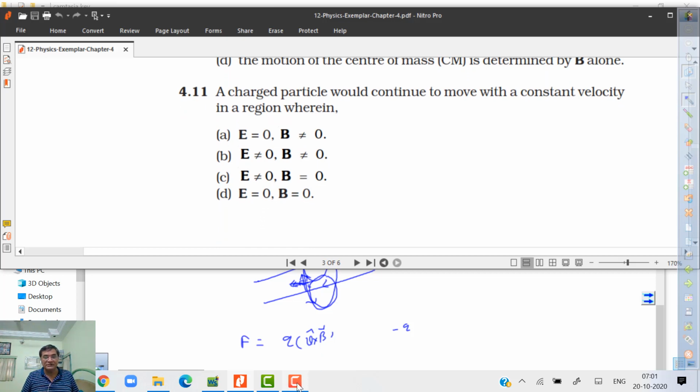All options are correct one. B, C and D. A charged particle would continue to move with a constant velocity.